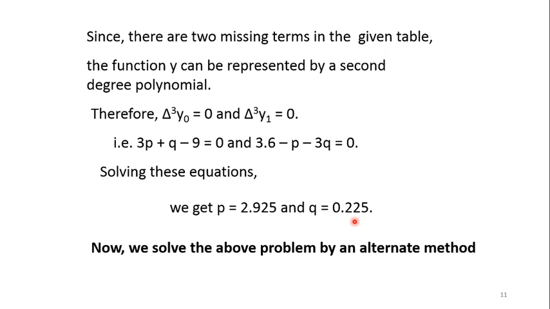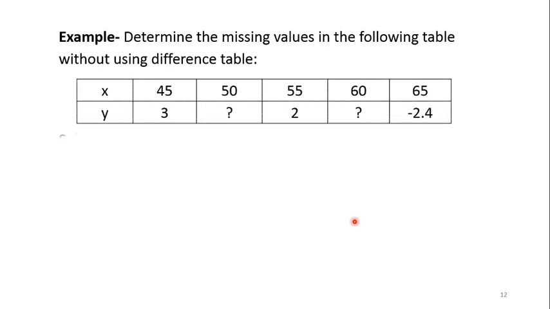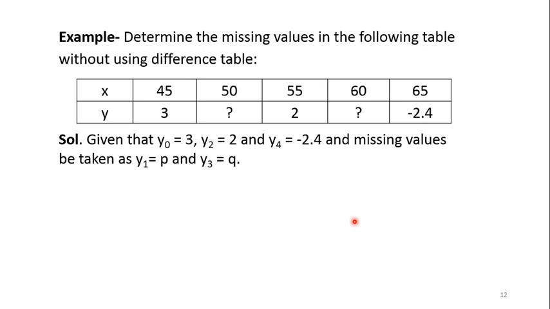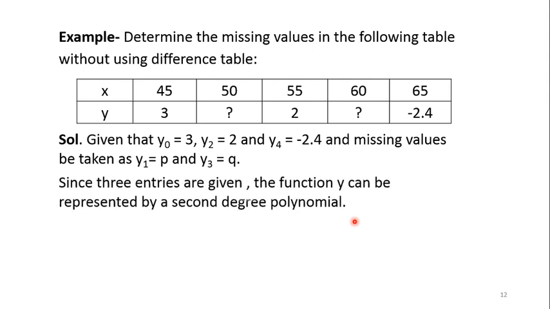Now we solve the above problem by an alternate method. Determine the missing values in the following table without using difference tables. So this is our question. Given that y0 equals 3, y2 equals 2 and y4 equals minus 2.4, and the missing values are y1 equal to p and y3 equal to q. Since three entries are given, the function y can be represented by a second degree polynomial. Therefore delta cube y0 equals 0 and delta cube y1 equals 0.